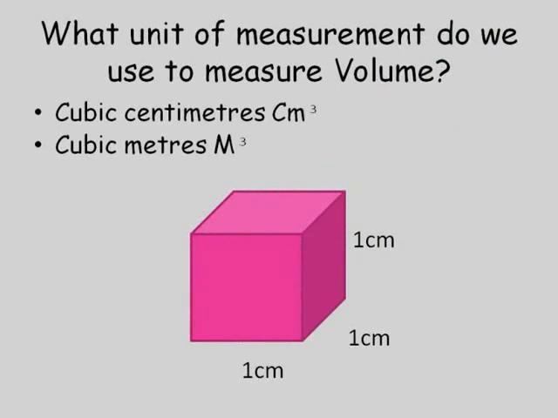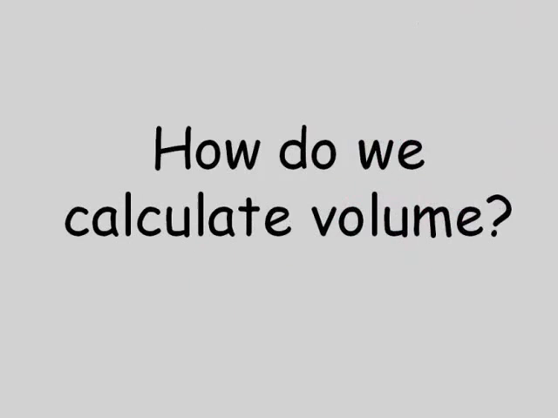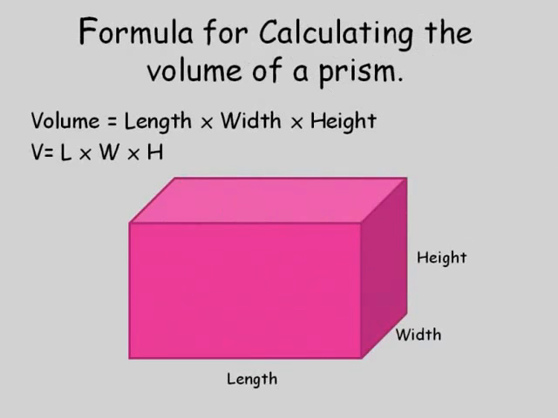Before we start, it's very important that we know what unit of measurement we use to measure volume. When measuring volume, we use cubic centimetres or cubic metres. So, how do we calculate volume? To calculate volume, we need to use a formula. The formula for calculating the volume of a prism is length times width times height. We can also write it V equals L times W times H. So let's have a go at using the formula.